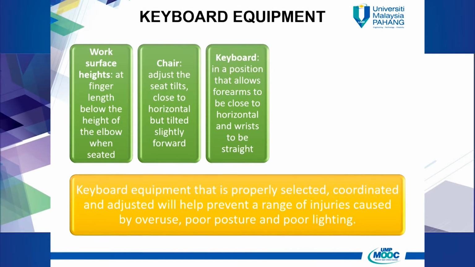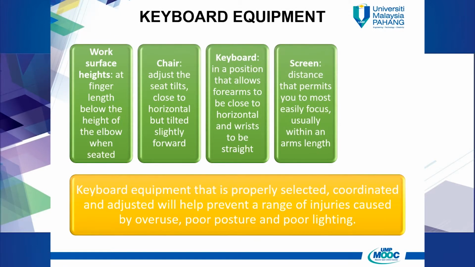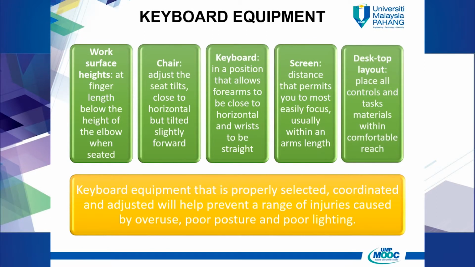Place the keyboard in a position that allows the forearms to be close to horizontal and wrists to be straight. Set the eye screen distance at the distance that permits you to most easily focus on the screen. Usually, this will be within an arm's length. For desktop layout, place all controls and task materials within the comfortable reach of both hands so that there is no unnecessary twisting of any parts of your body.